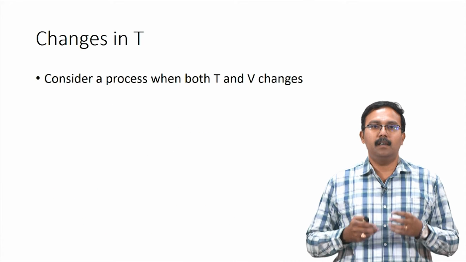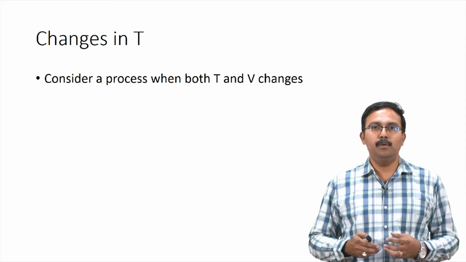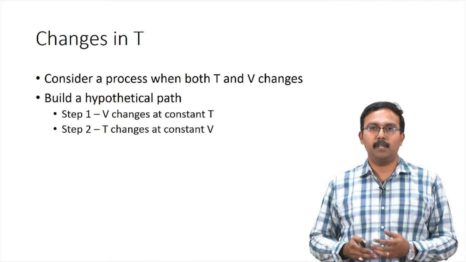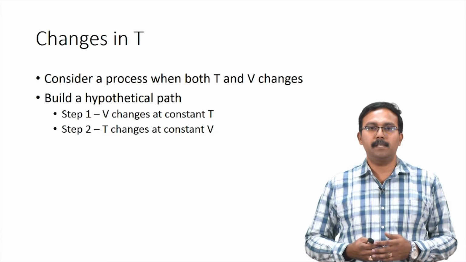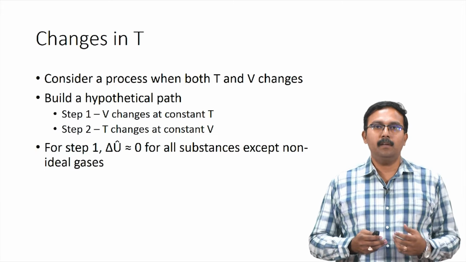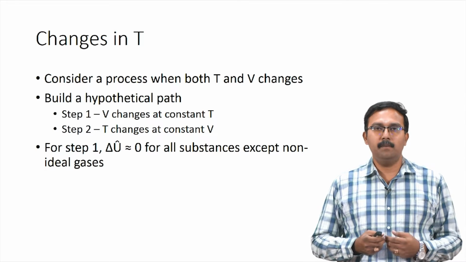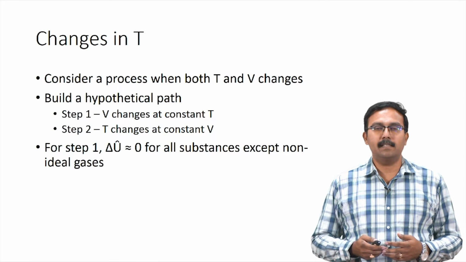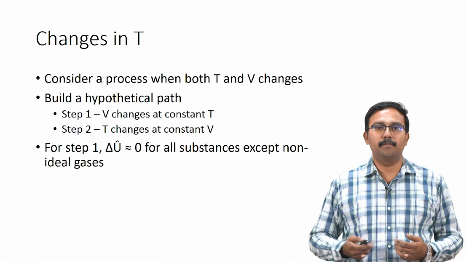If you have a process where temperature and volume are both changing, then to calculate the change in internal energy you assume a hypothetical path. The first step is where volume changes at constant temperature, and the second step is where temperature changes at constant volume. For step one, where there is only a volume change and no change in temperature, delta u cap would be approximately 0 because it is negligible for all substances except non-ideal gases, where there are huge changes in pressure or volume and so on.